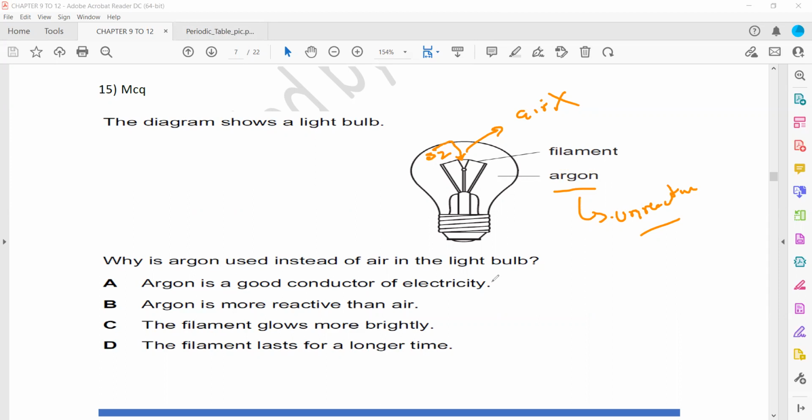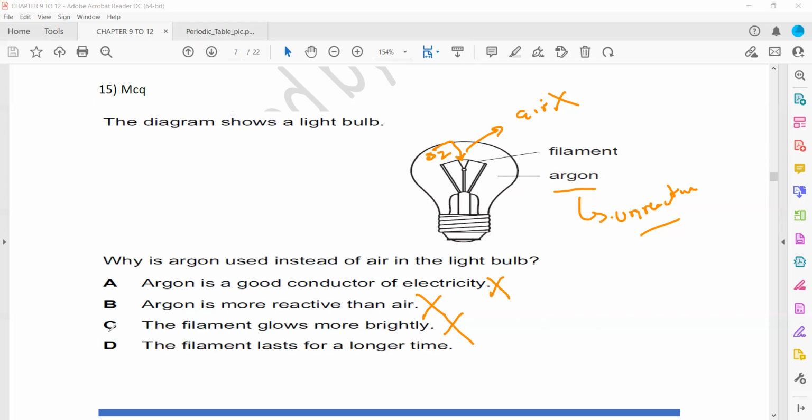Argon is a good conductor of electricity. That is wrong because it's a non-metal. Argon is more reactive than air. That is totally wrong. Group 8 elements are not reactive. The filament glows more brightly. That is not correct, because the brightness depends on how much voltage we apply or the current passing, not on the presence of argon.